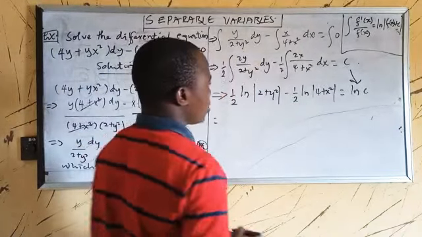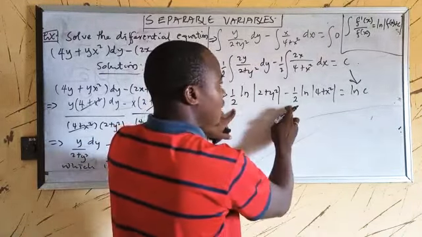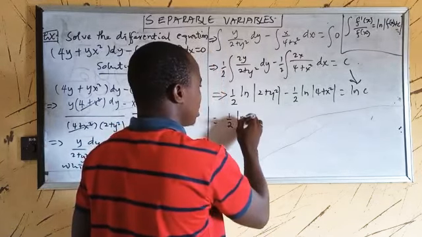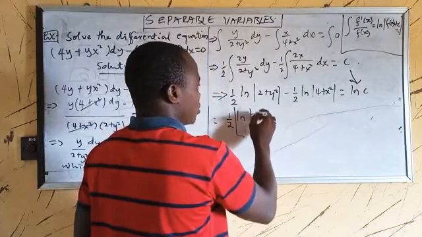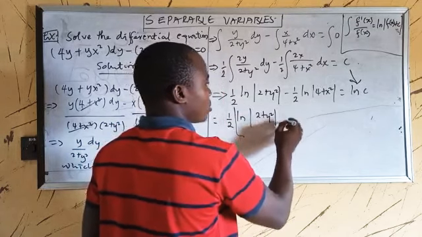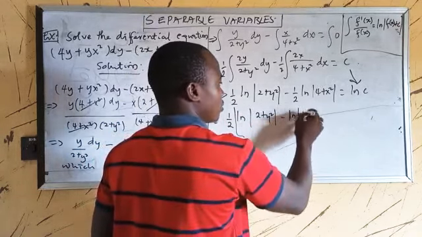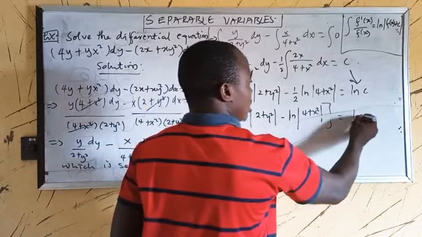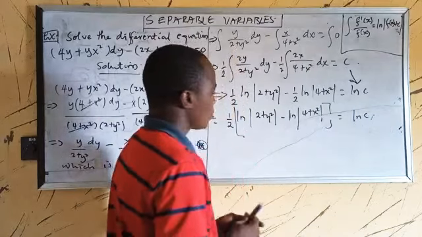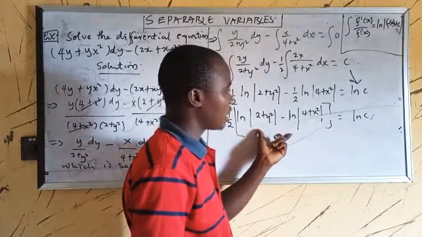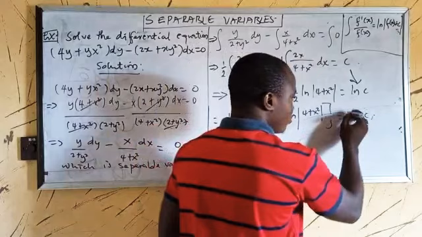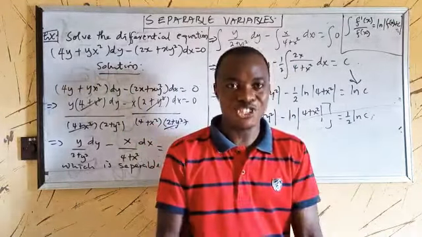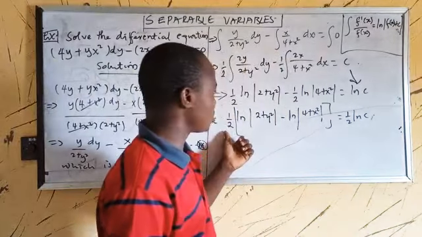So from here, what's the next thing to do? We have half here, we have half here, understand? So half can come out, and we have ln(2 + y²) minus ln(4 + x²) equals ln c. Understand? So look at this one, and half is multiplying this. Even when half also multiplies this, it still gives us a constant, but we want it to be in this form.